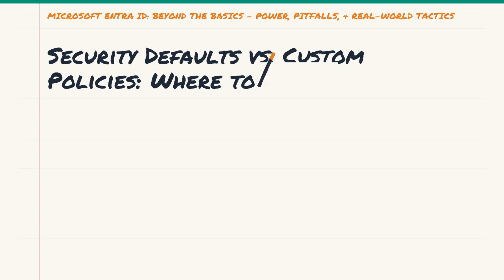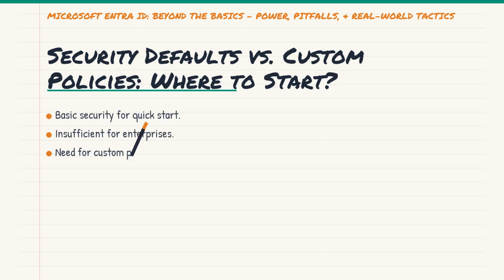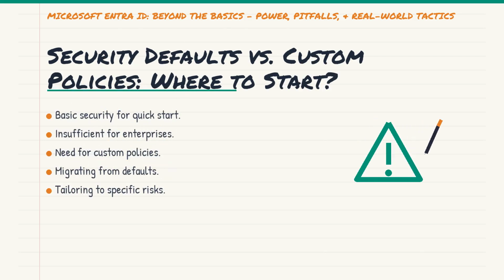Microsoft offers security defaults in Entra ID, which are pre-configured basic security settings like MFA for admins and blocking legacy authentication. They are great for getting started quickly. However, for any enterprise-level deployment, these defaults are almost always insufficient. You need custom conditional access policies to tailor security to your specific risks and applications. The danger is getting comfortable with security defaults and never moving beyond them. They're a stepping stone, not the destination. Understanding how to migrate from defaults to robust custom policies is a key skill.